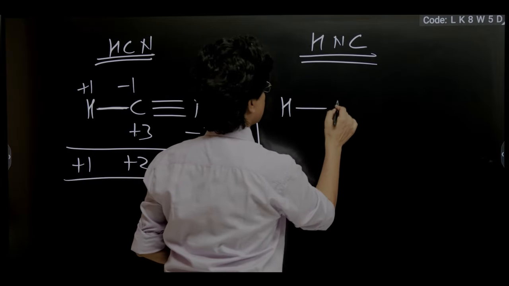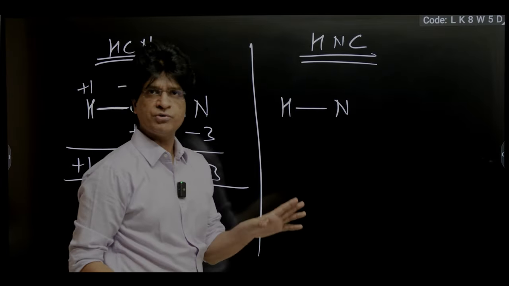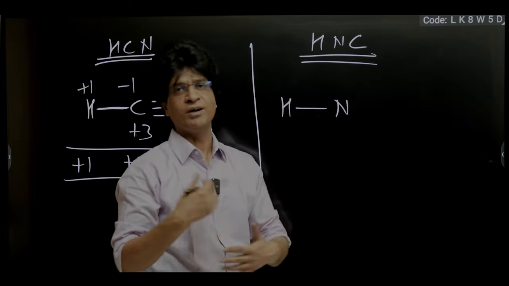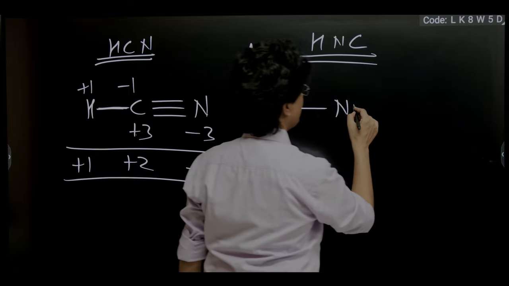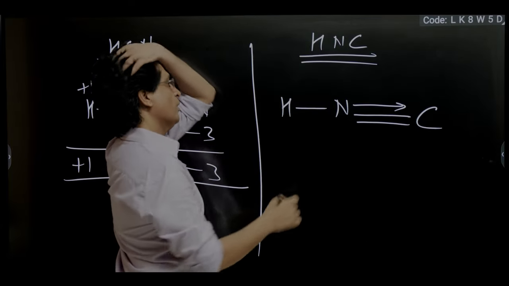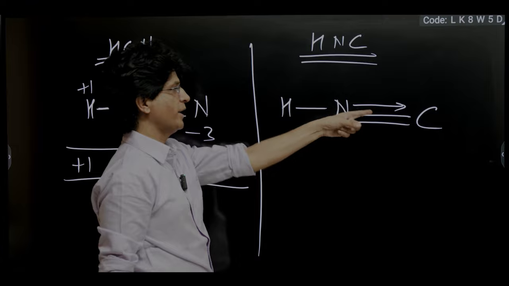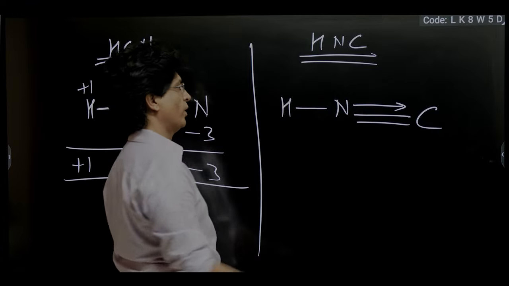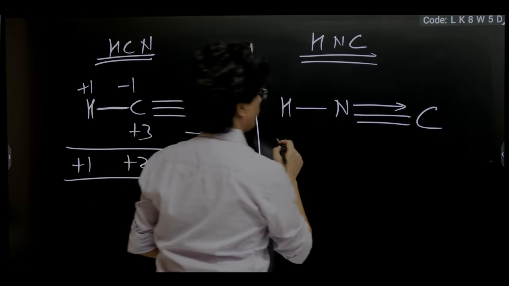So again, let's draw some structure. And if you do not draw structure, no problem whatsoever. We'll keep on learning slowly and slowly. So this will be H, N and C. Now see, one of the bonds is a dative bond, a coordinate bond. The rest two are covalent bonds. So let's begin. How do you handle that?